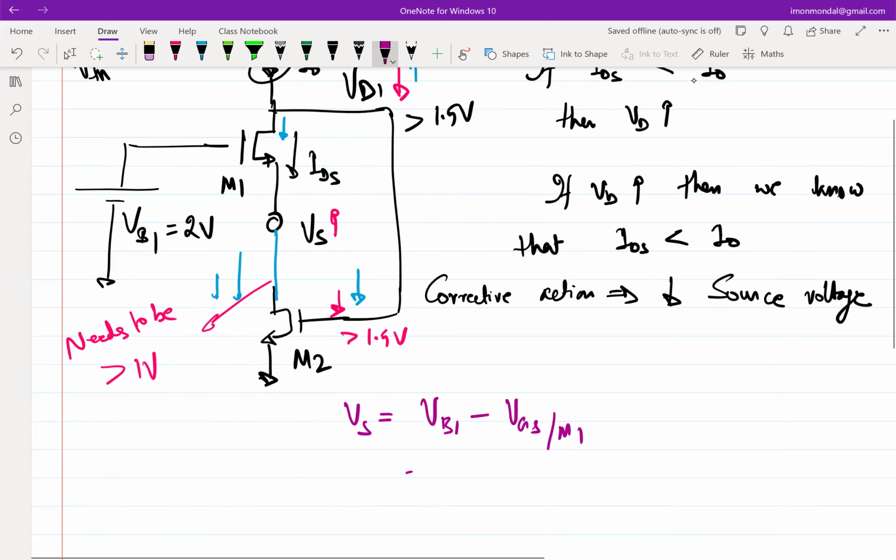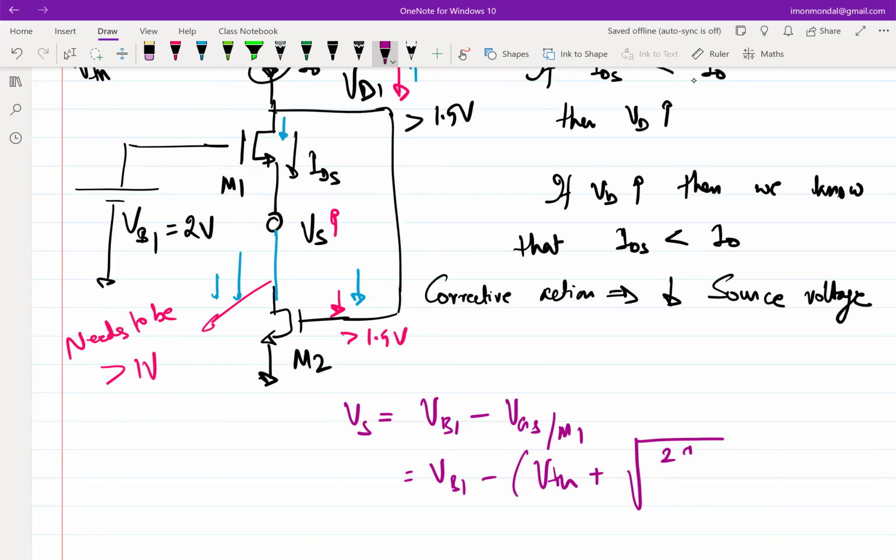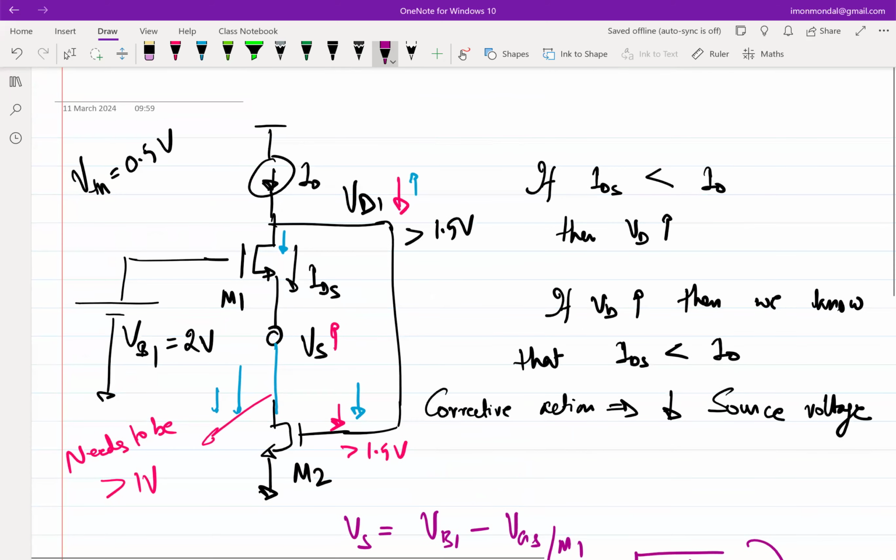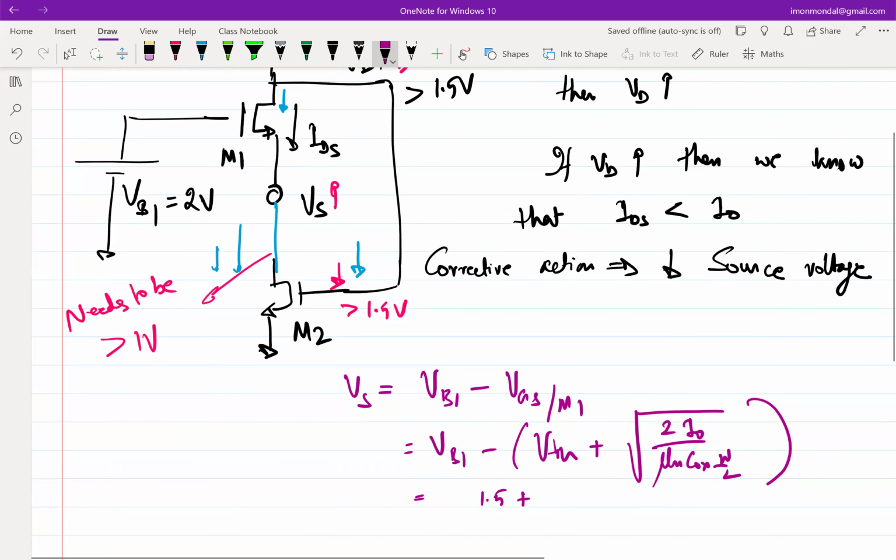Now VGS of M1 is how much? This is equal to the threshold voltage plus the overdrive. So overdrive is square root of 2I0 over mu N Cox W over L, right? So now you do your calculation, like VB1 is 2 volt, VTH is 0.5 volt, this is 1.5. Is that correct? 2.5, yeah, 1.5 minus overdrive.